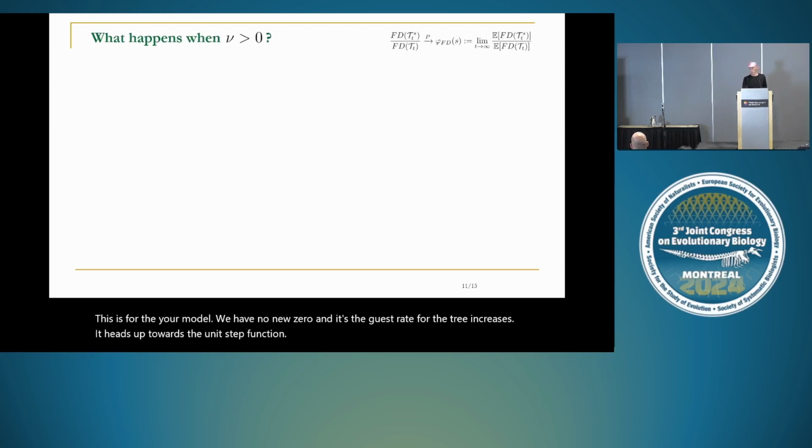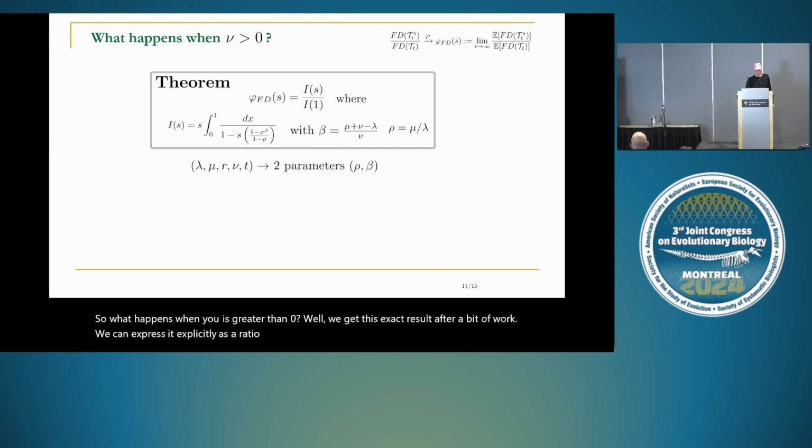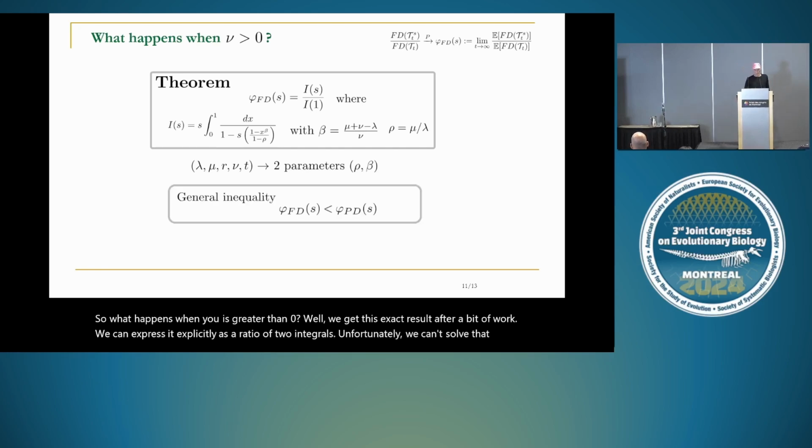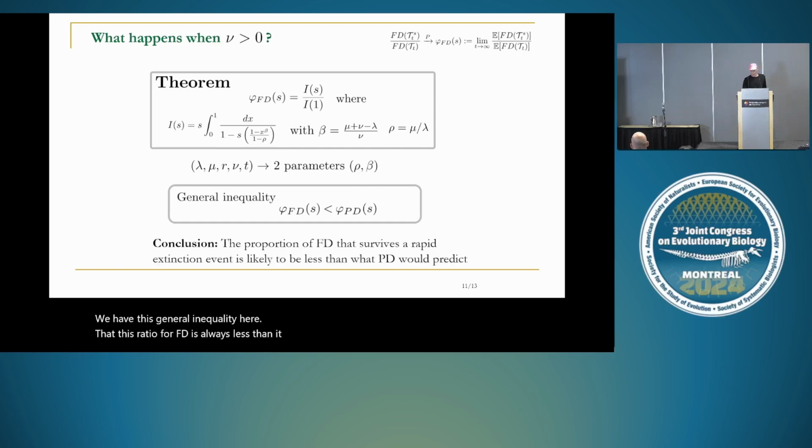So what happens when mu is greater than 0? Well, we get this exact result after a bit of work. We can express it explicitly as a ratio of 2 integrals. Unfortunately, we can't solve that integral, and it's low dimensional. And we have this general inequality here that this ratio for FD is always less than it is for PD.